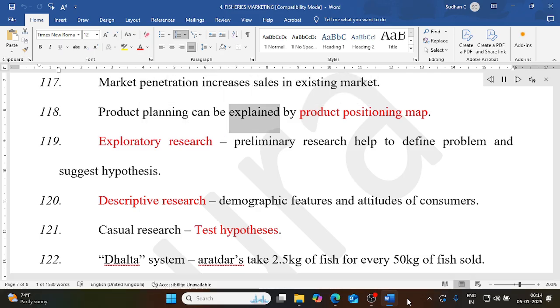Product planning can be explained by the product positioning map. Exploratory research, preliminary research to help define the problem and suggest hypotheses. Descriptive research, demographic features and attitudes of consumers. Causal research, to test hypotheses. Delta system, retailers take 2.5 kilograms of fish for every 50 kilograms of fish sold.